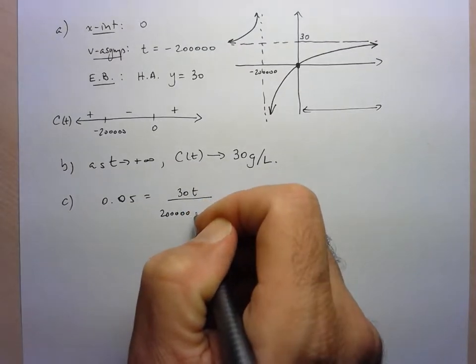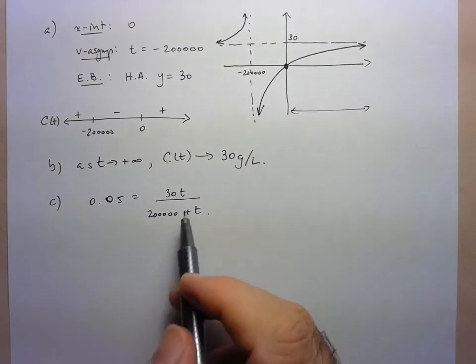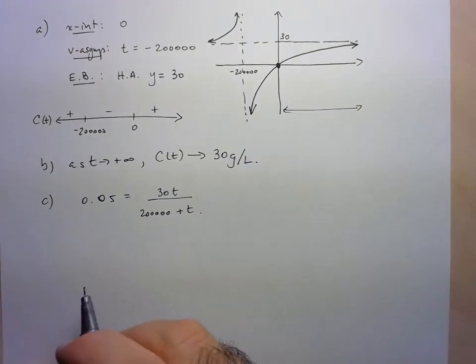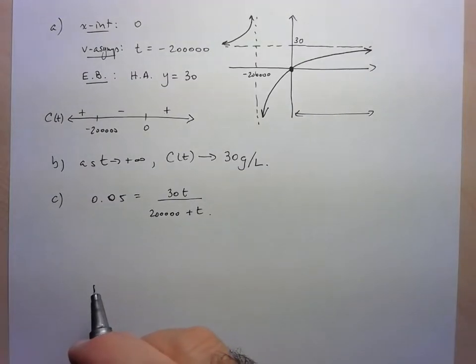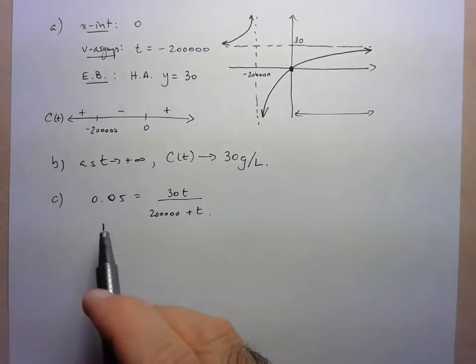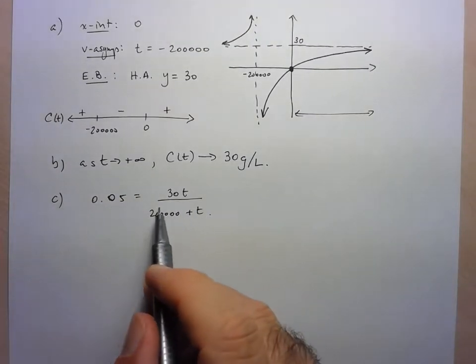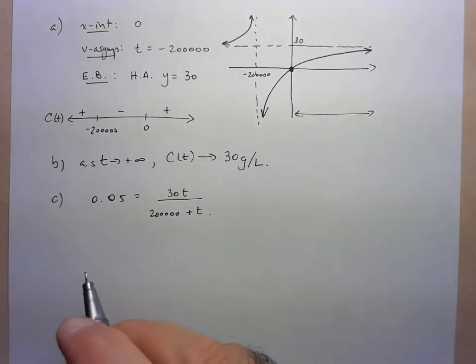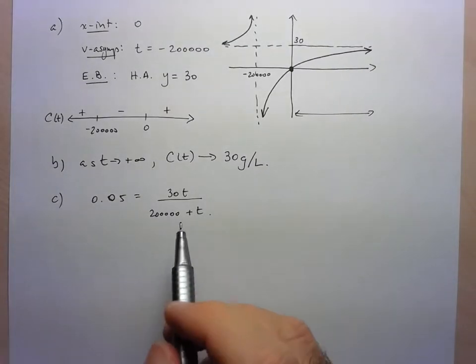200,000 plus T. And what we have here is a rational equation. It stands to reason that if we're studying rational functions, at some point we'll have to solve rational equations. So the question is how would we solve something like this? Well, you've solved equations where you have a variable in the denominator, and if you remember, the goal is to get that variable out of the denominator.